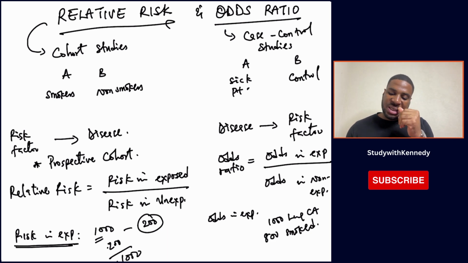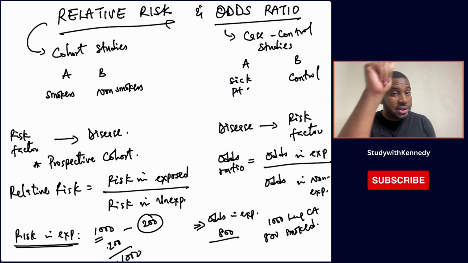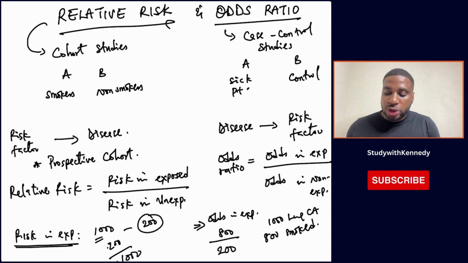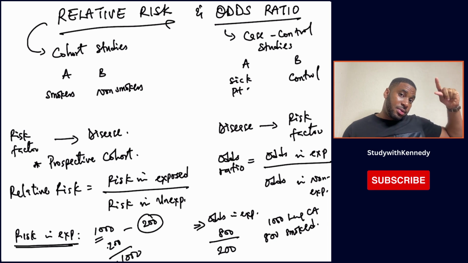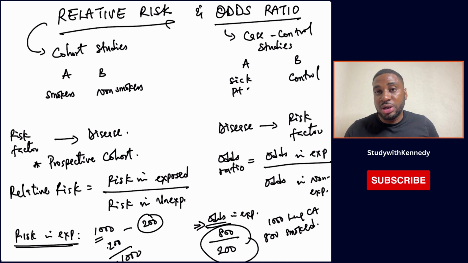800 were smokers. The risk in exposed, or the odds rather, you see, even myself, I use the language carelessly. The odds in the exposed will be 800, not over 1,000, but over the difference, over 200. So of the 1,000 people with lung cancer, 800 smoked, 200 did not smoke. So we go 800 over 200. Whereas when we did risk or relative risk, the risk in exposed was 200 with the disease over the total. But in odds ratio, we are not doing over the total. We just go 800 over 200.